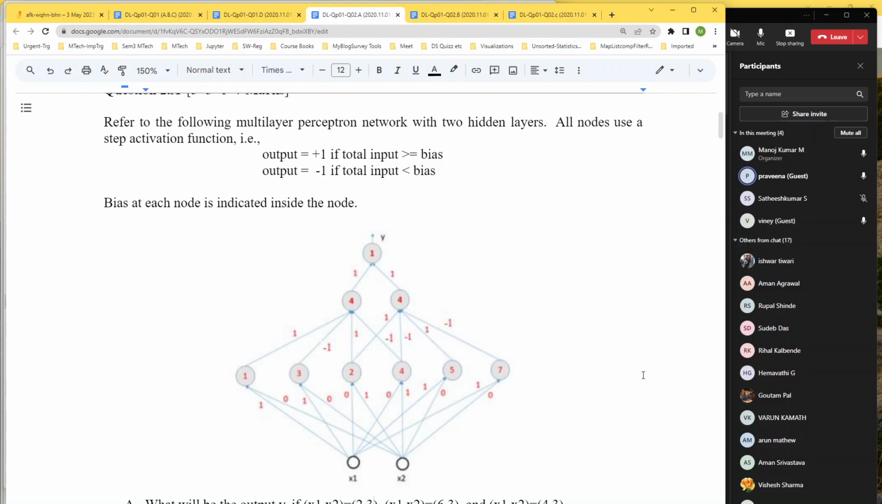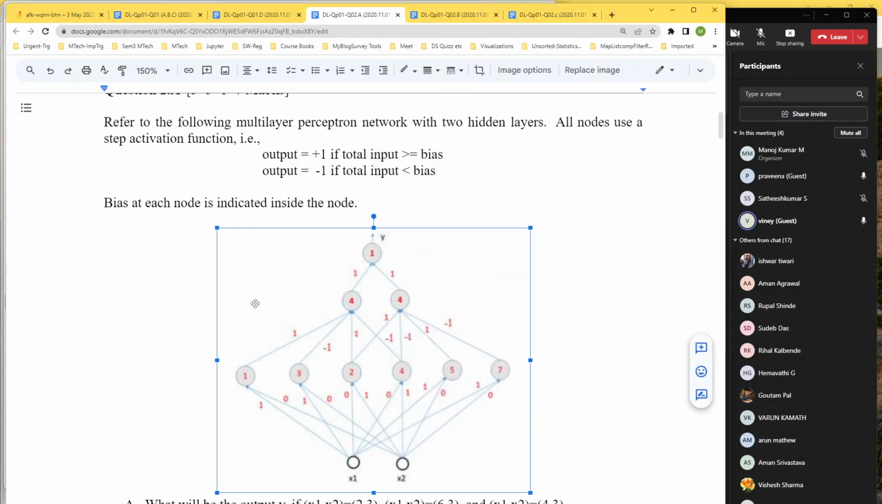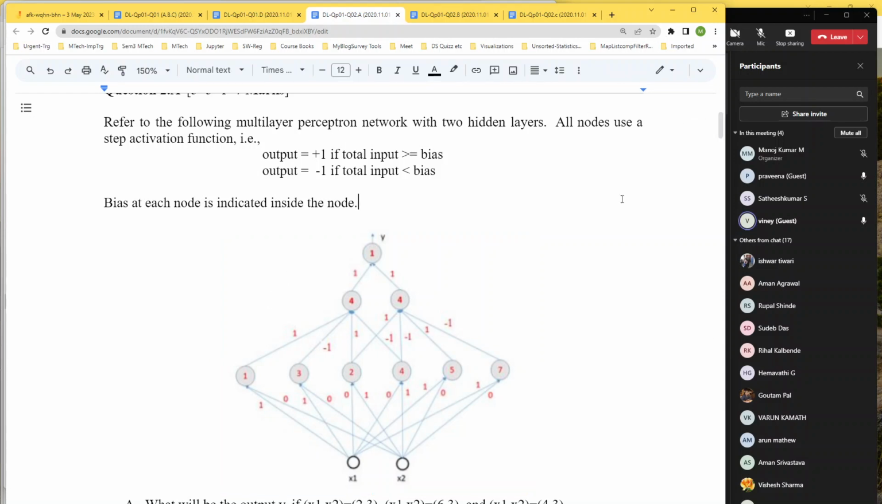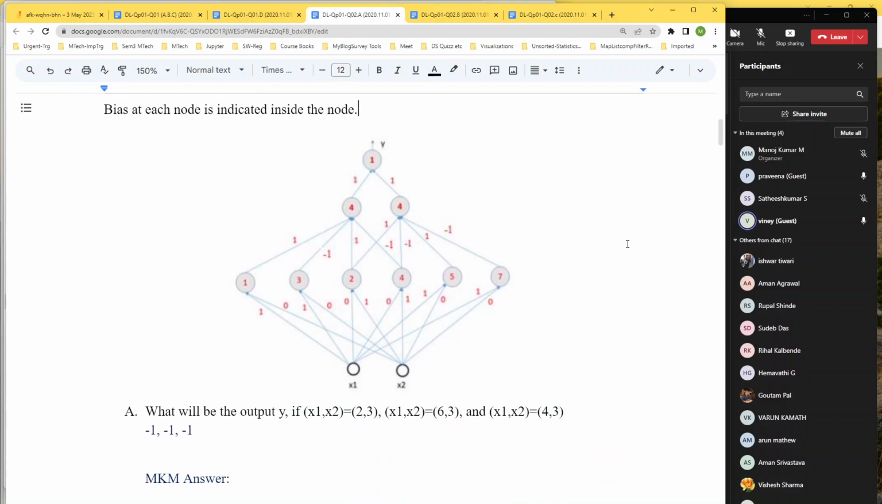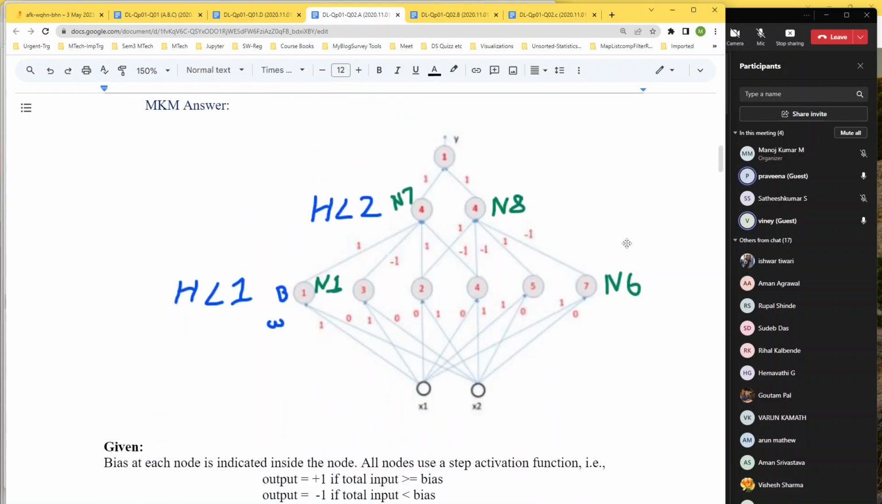Let us do this. So start with x1, x2. Just remember that the output is +1 if the total input is more than or equal to the bias. So look at the first node on the left. What is the weight in the first node in the first hidden layer? One, right? Now, what inputs are going here? X1 and X2 both are going there, and their weights are 1 and 0, right?